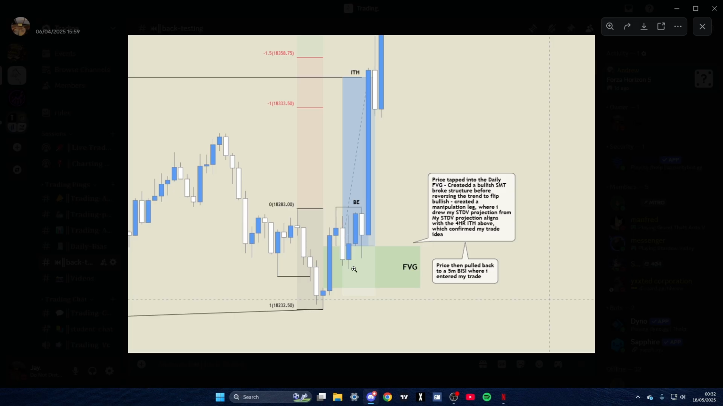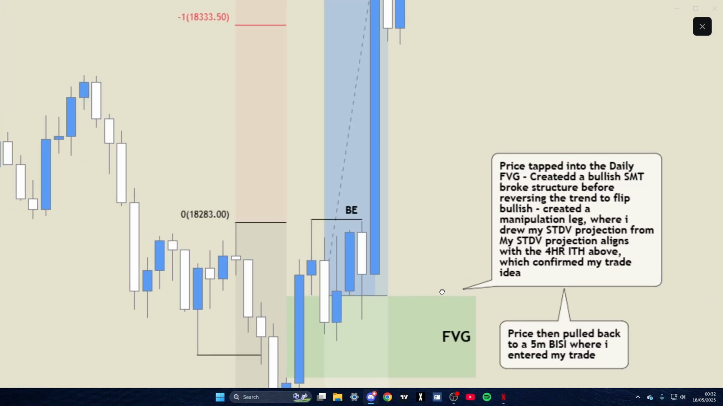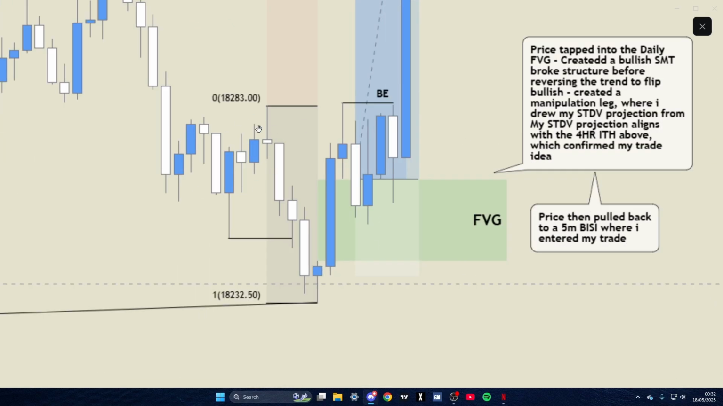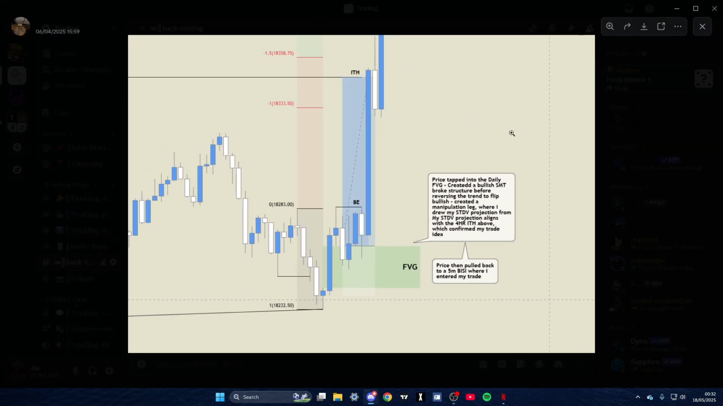So once we pulled back into this fair value gap, we had our move higher to the intermediate term high, which also aligned with my standard deviation projection video coming out soon. So yeah, this is a perfect demonstration. Here's your accumulation, manipulation, and distribution higher.